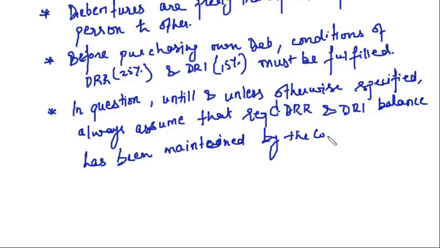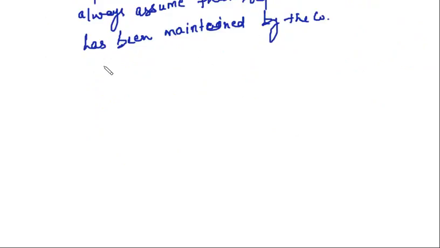If the question specifically states that you have to create DRR and DRI, only then create DRR and DRI. Otherwise, always assume that the required balance has been maintained by the company. You can give a note to this effect after the question, that it has been assumed that the required DRR and DRI balance is being maintained by the company. Clear? Now, one important point last.